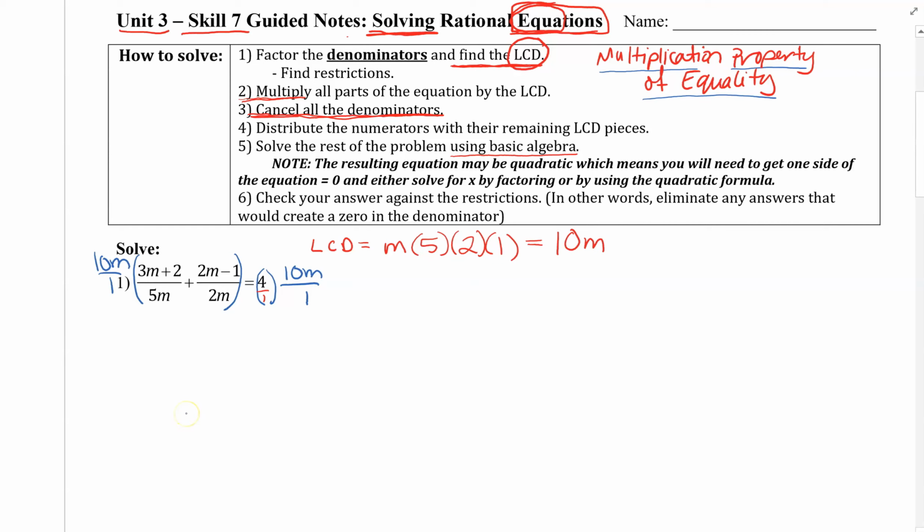Okay? I write it down carefully though because I don't want to lose track of everything. So on the left side, I have 10m times (3m plus 2) all over 5m for my first fraction, plus 10m times (2m minus 1) all over 2m for the second fraction. And then on the right-hand side, I just have 40m.